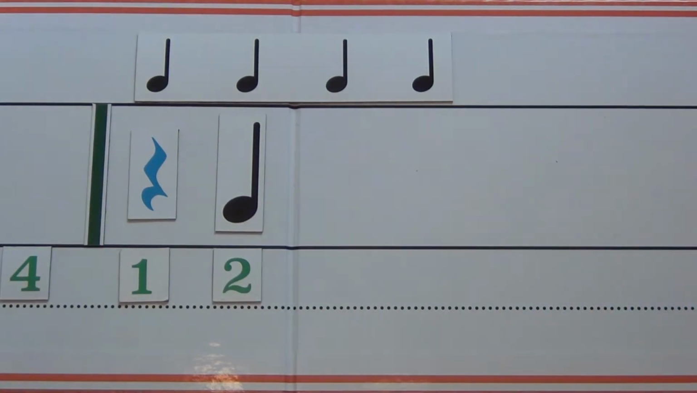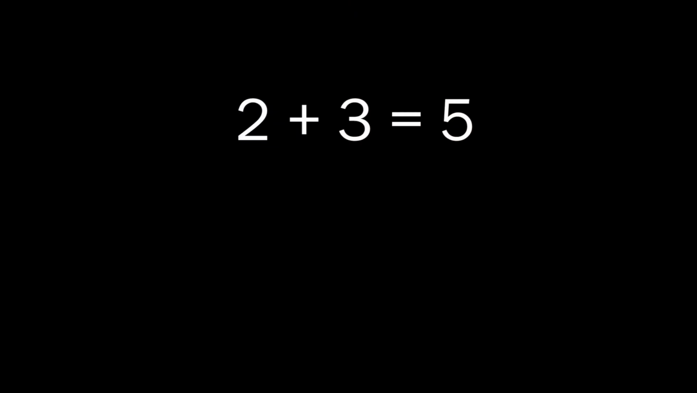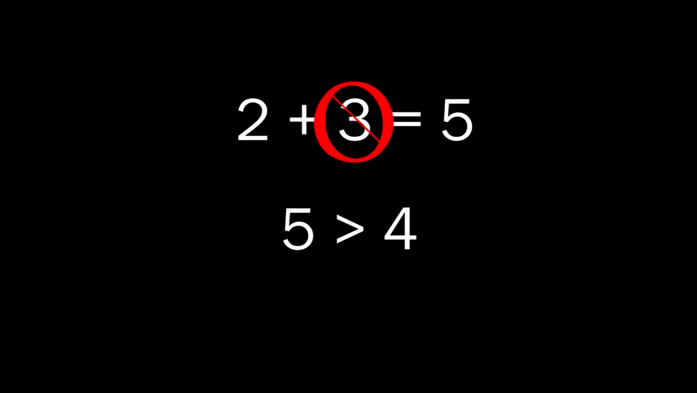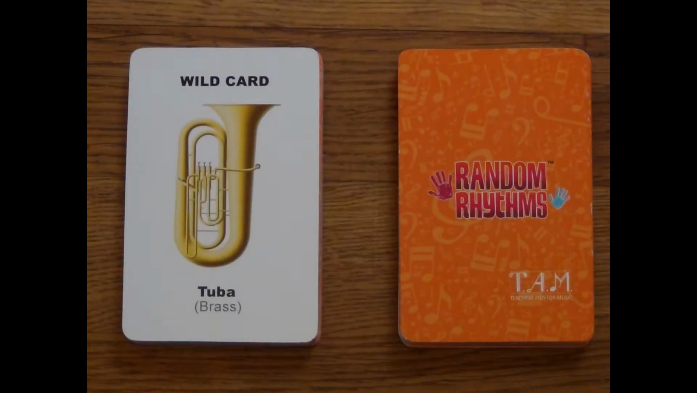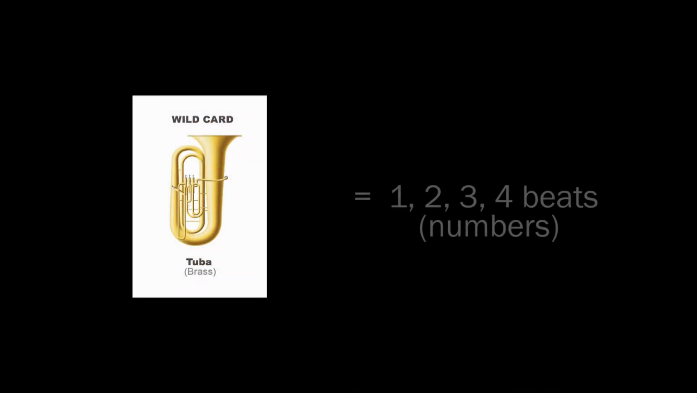It is now player number 2's turn. They choose the number 3. Because 2 plus 3 equals 5, and there would be more than 4 beats in the bar, player number 2 cannot play their turn. Player number 1 picks up a wild card and is able to play their turn because a wild card can be any number from 1 to 4.